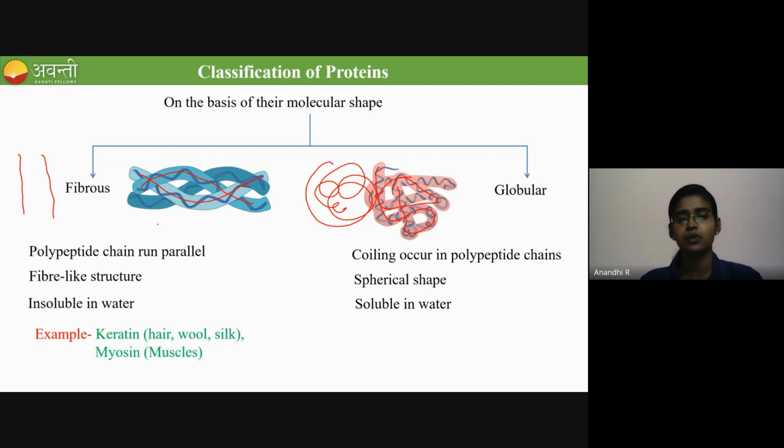Examples for fibrous proteins are keratin and myosin. So in your hair, wool and silk, you can see keratin over there, which is present as a fiber protein. And myosin, in case of muscle, is also a fiber-like structure protein. Okay. And coming to the examples of globular protein, insulin and albumin are the examples of globular protein. So all the 4 points, including the examples under fibrous and globular, are very, very important.